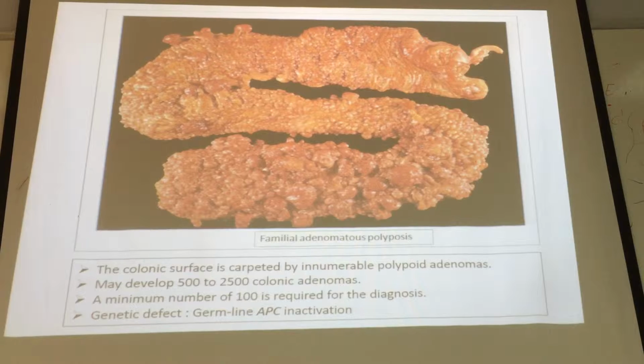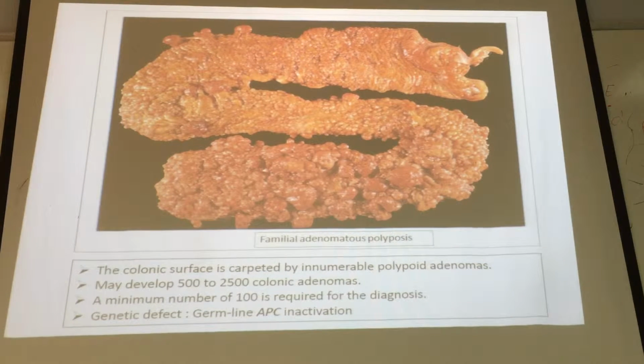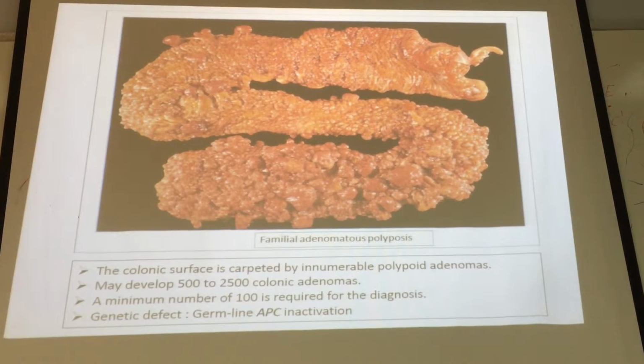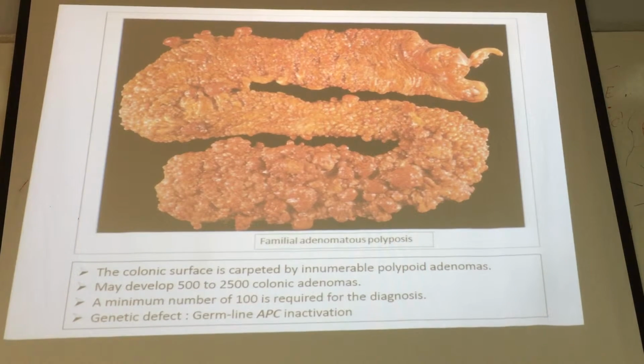So this is one of the syndromes. We know that adenomas can occur in a solitary way, single adenomas anyway. But there are cases where you will find multiple adenomas, more than one adenoma. In these cases we call these familial syndromes. They run in the families.